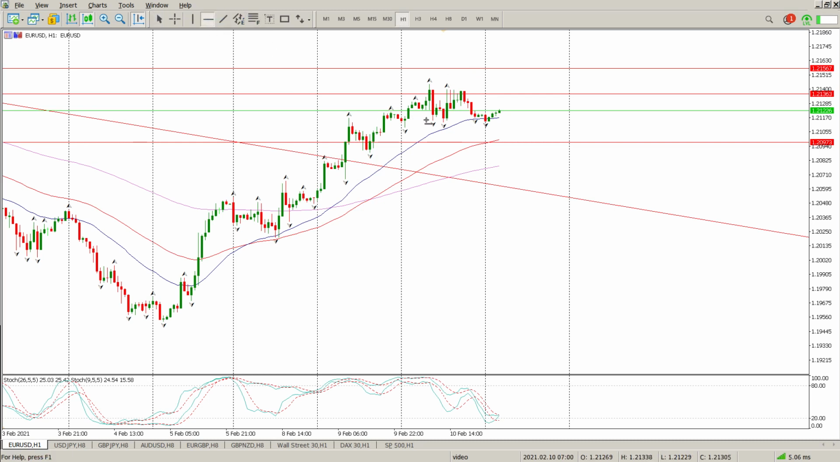So can we just add this level in here? This is 121.159. See if that holds. If that holds, probably a good area to buy, and then you're going to be looking to take profit at these levels to the upside, 121.363 and 121.567. That's probably only going to be long scalps basically.